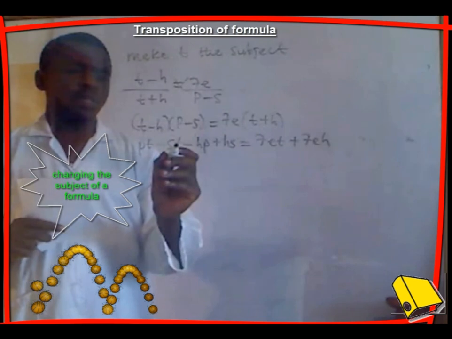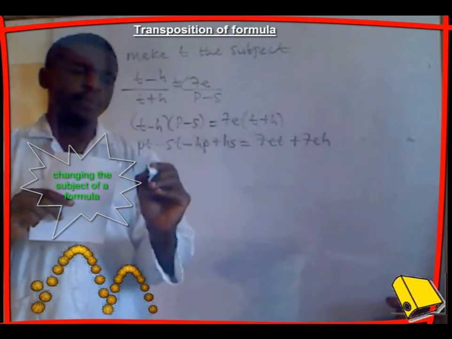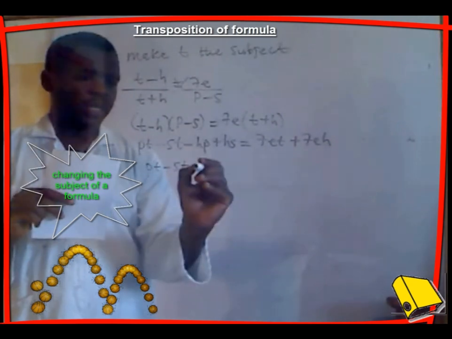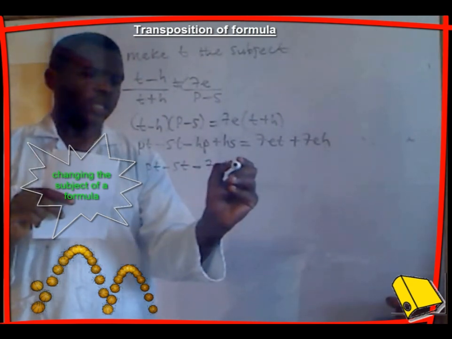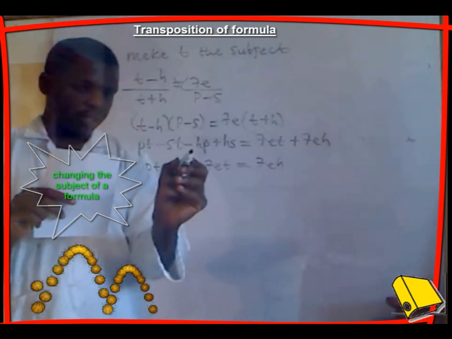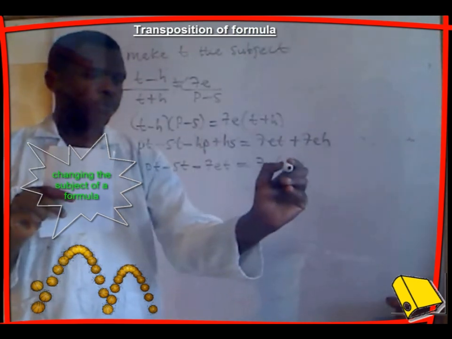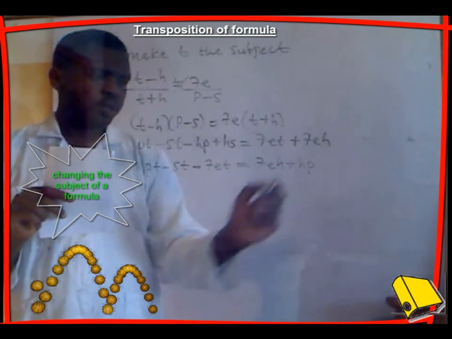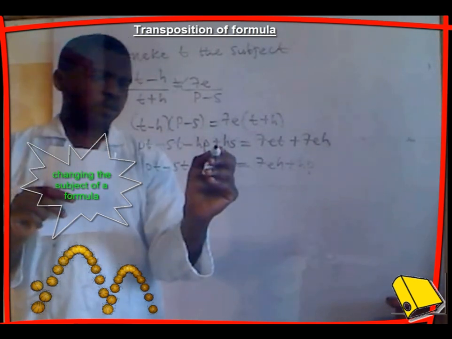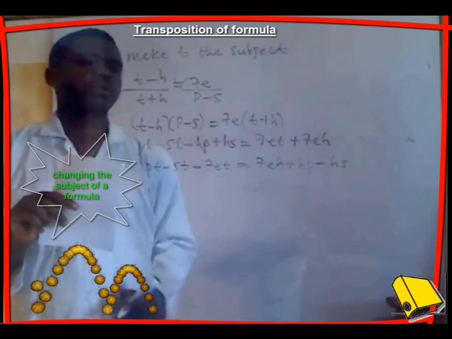We want to make t the subject, so I have to bring all terms that contain t to the left hand side. So here I shall have pt minus st. This contains t, so I bring 7et the other way, minus 7et is equal to 7eh. This term does not contain t, so I take it the other way: it is minus ph, it goes the other way, becomes plus hp. This is plus hs, goes the other way, becomes minus hs.